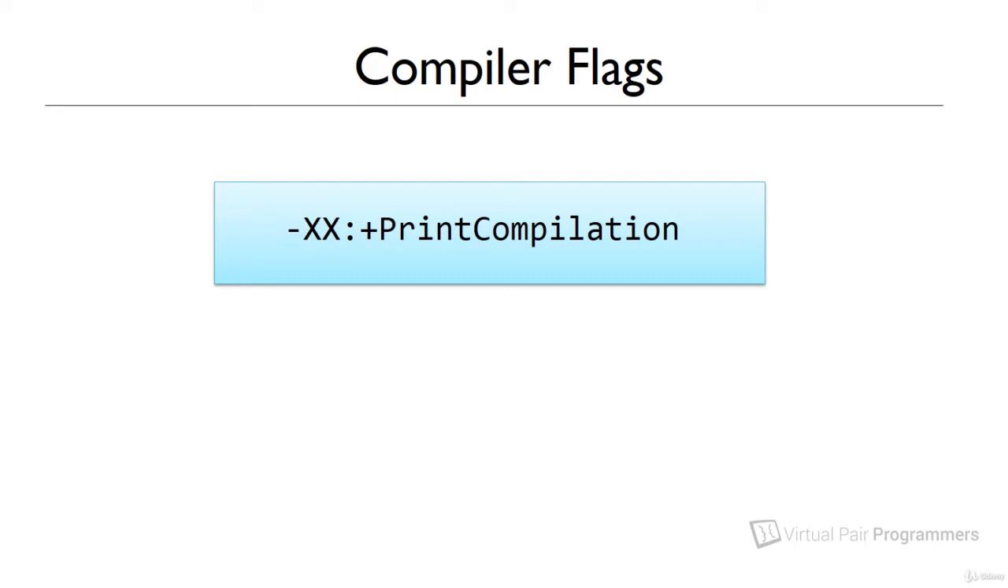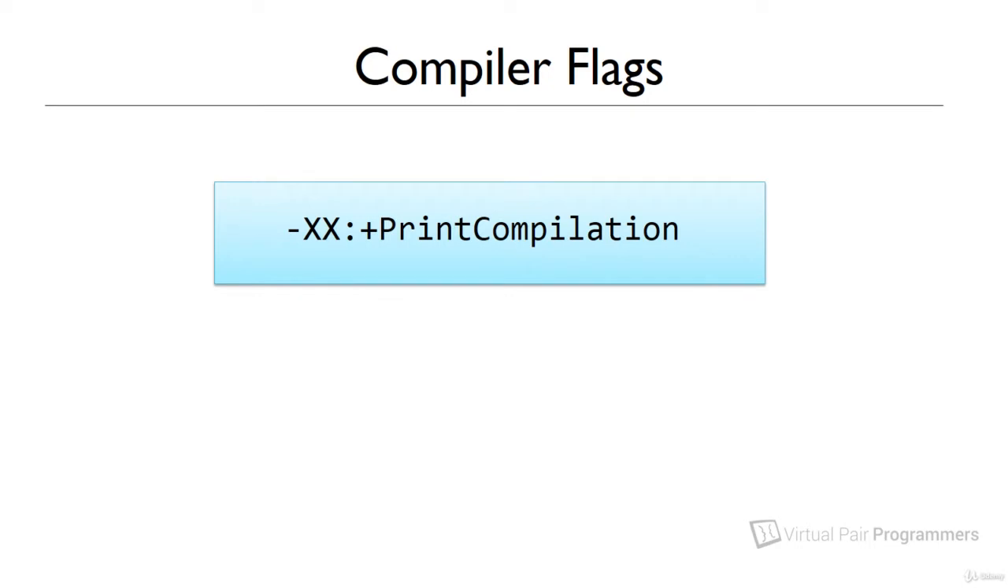and then the option name. We'll see quite a few of these flags as we proceed through the course, and the one thing I suppose I should point out is that the flags are case sensitive, so that XX must be in capitals, and they normally use what I think is called sentence case. Each word has a capital letter, so capital letter P for print, capital letter C for compilation.